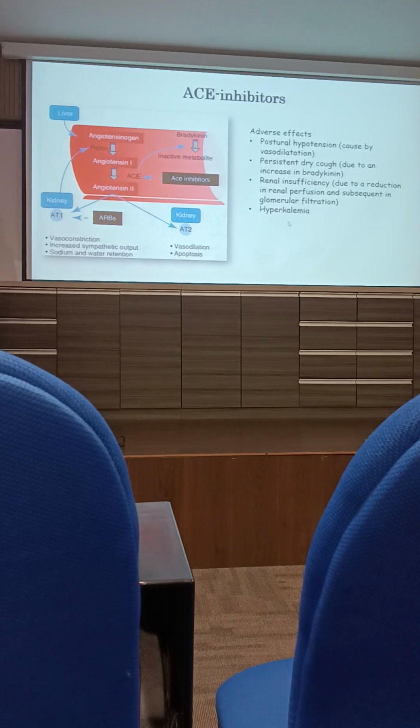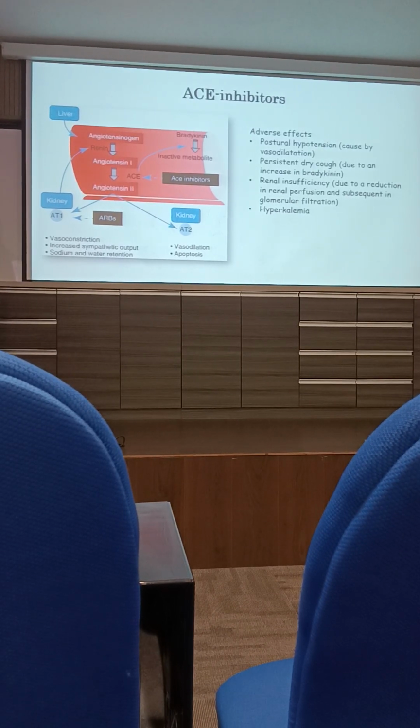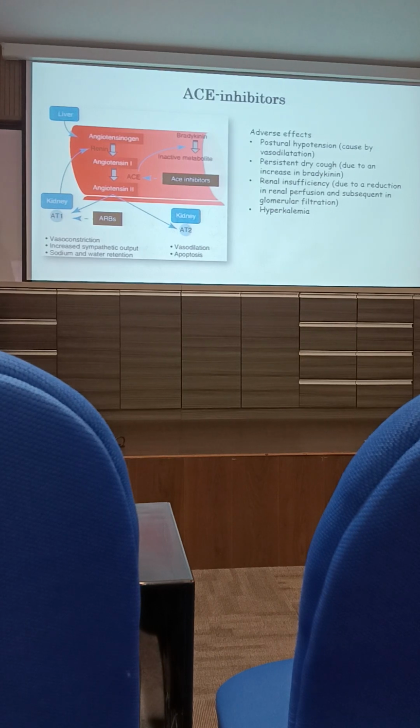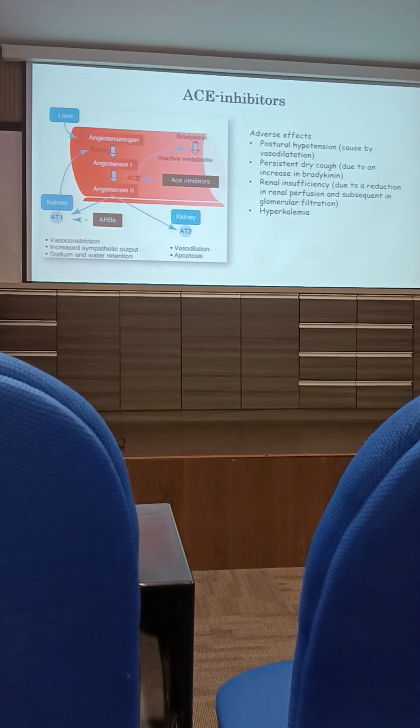So what are the adverse effects of ACE inhibitor? It will cause postural hypotension because there's vasodilatation. Remember, ACE inhibitor is used as an antihypertensive, so the patient can have postural hypotension. Persistent dry cough caused by the increase in bradykinin. Blood is not supplying the kidney well, and it can cause renal insufficiency because of reduction in renal perfusion, basically because of the vasodilatation. And also hyperkalemia because there's no action of the aldosterone. So renin, angiotensin, aldosterone: angiotensin 2 is not being activated, so aldosterone is not being activated, and it can cause hyperkalemia.